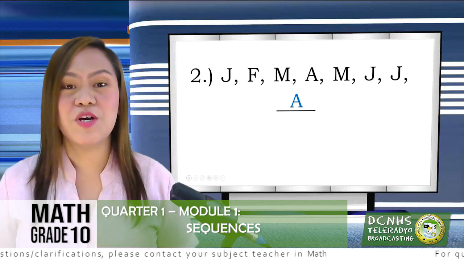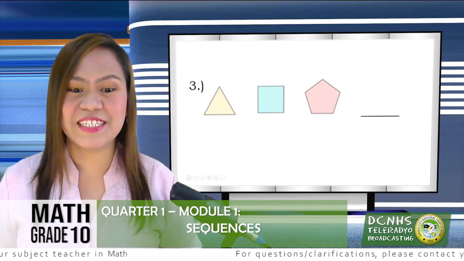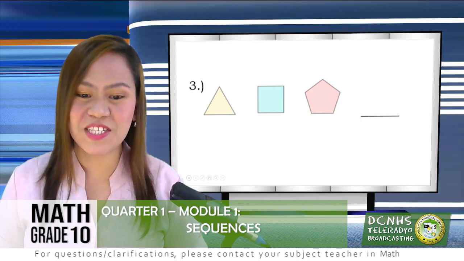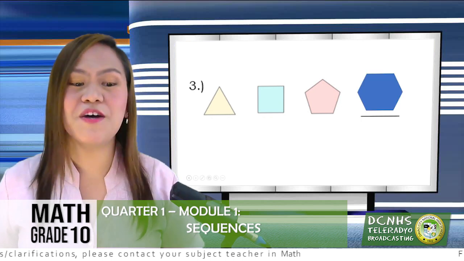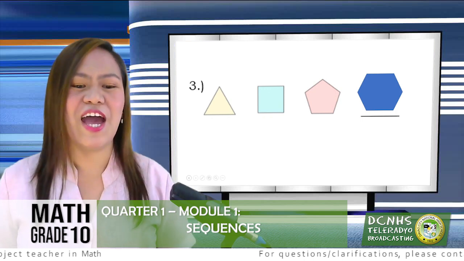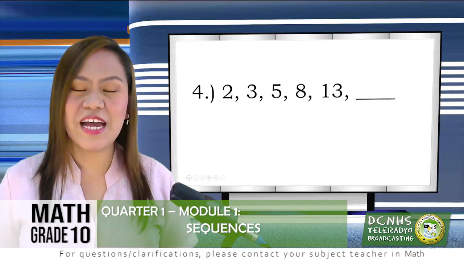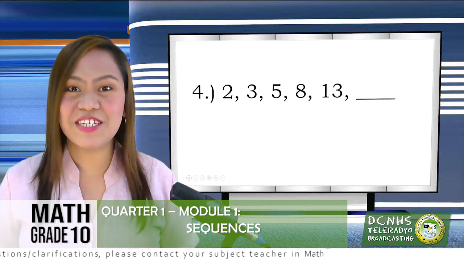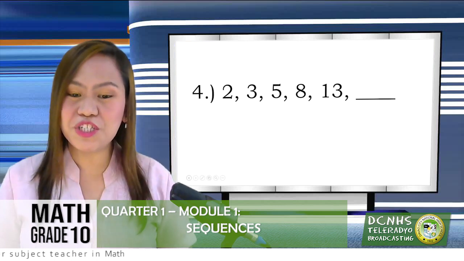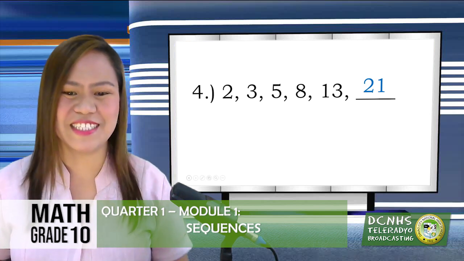Number 3. Triangle, square, pentagon, blank. You are on the right track. The next figure should be a hexagon. In item number 3, the numbers of sides of polygons are increasing. Let's go to number 4. 2, 3, 5, 8, 13, blank. 21. Each term resulted from getting the sum of the two numbers that precede it.